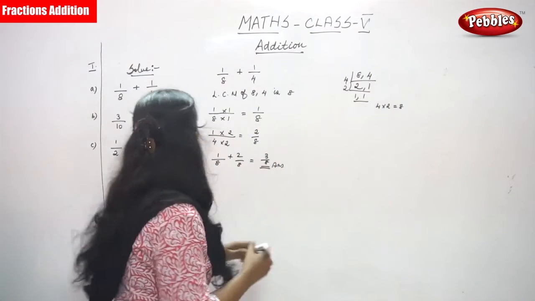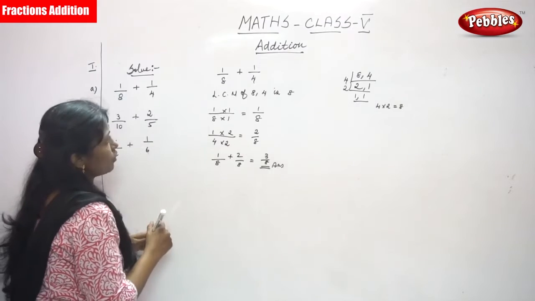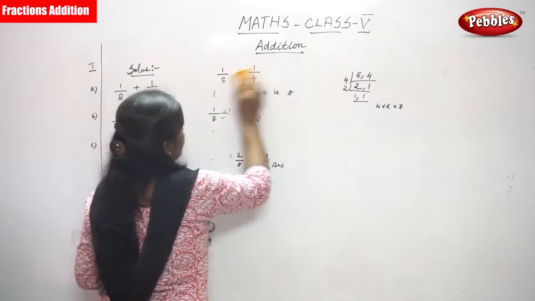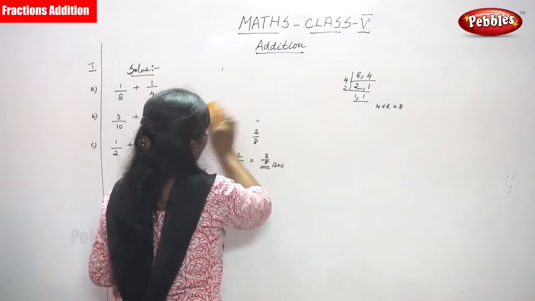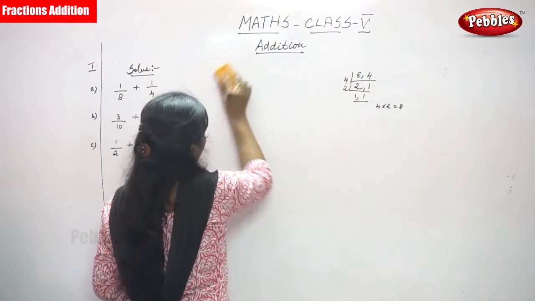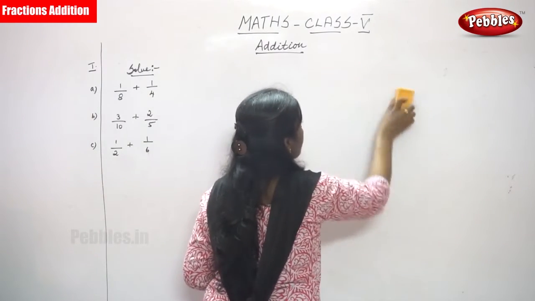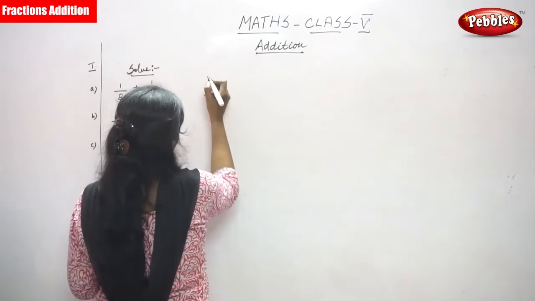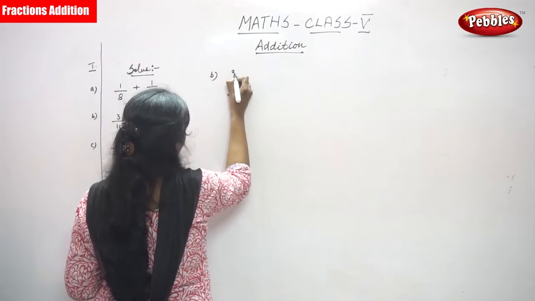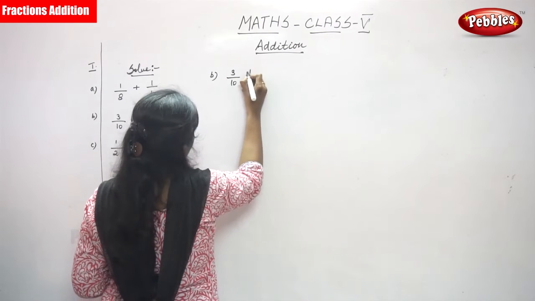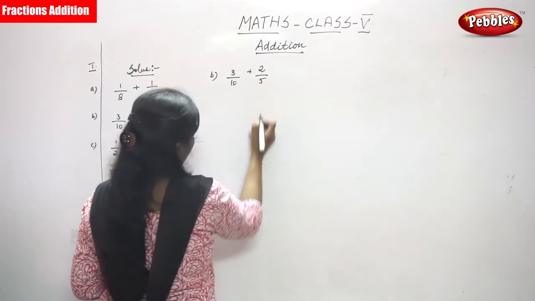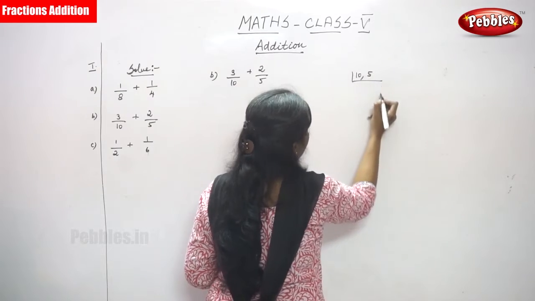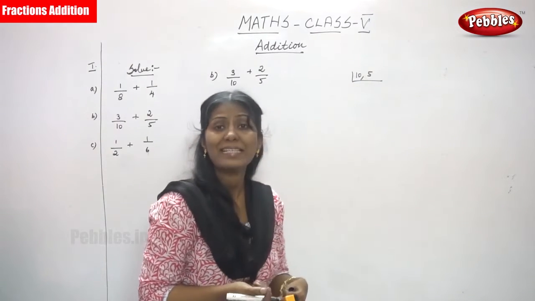The next sum is 3 by 10 and 2 by 5. I just want to wrap this sum, and after that I am going to do the next sum. B sum, that is 3 by 10 plus 2 by 5. So 10 comma 5, the denominators are different. So I have to take the LCM.